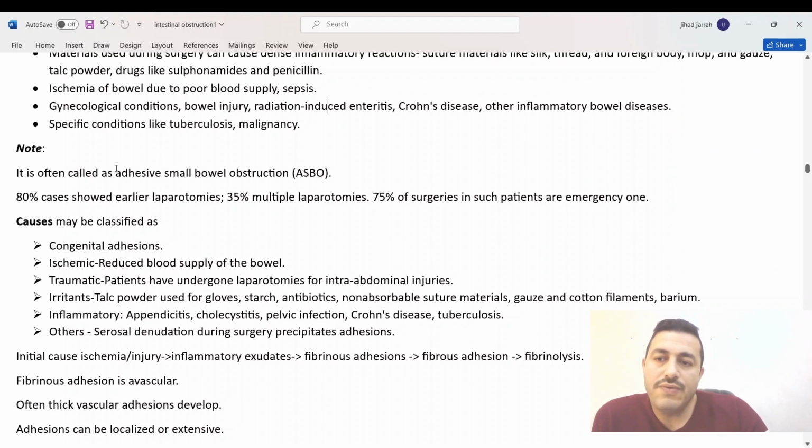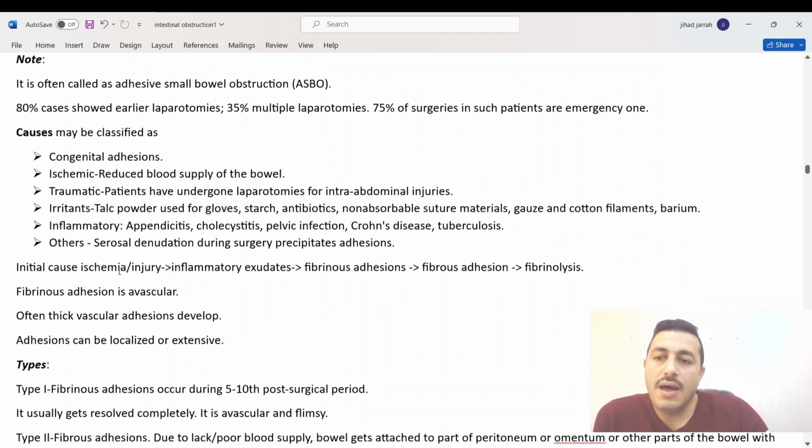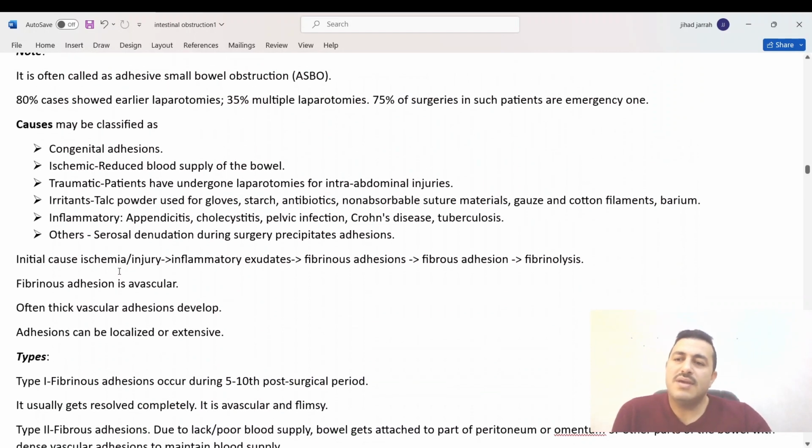The adhesion in the small bowel is called adhesive small bowel obstruction. You see it's abbreviated ASBO. Okay, the causes, or other ways to classify the causes of adhesion: they are classified as congenital adhesions. Some of the adhesions can be congenital, as we will see in, for example, Meckel's or vitellointestinal duct bands or Ladd's bands. I think they are mentioned here.